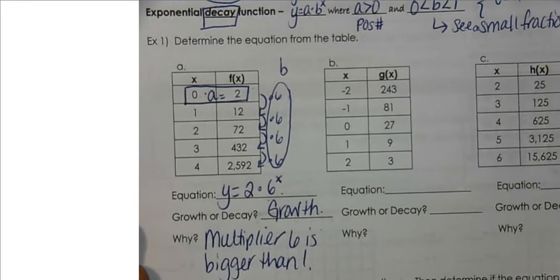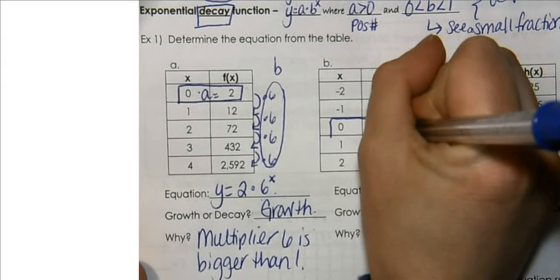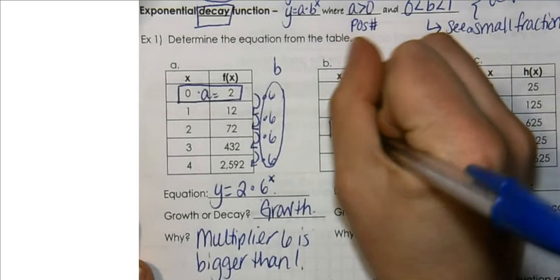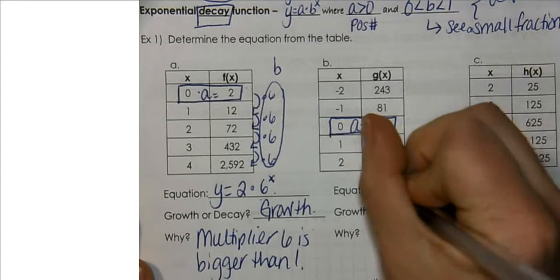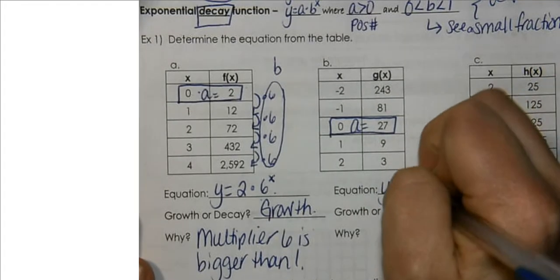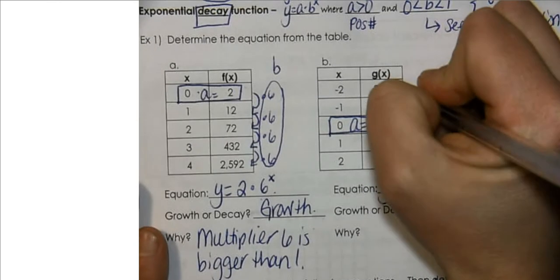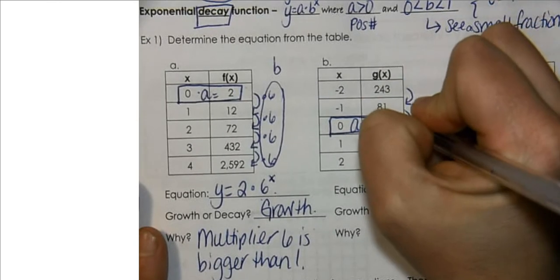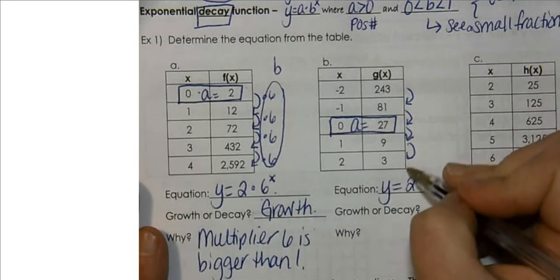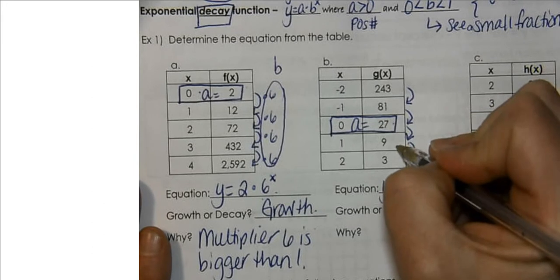Let's go ahead and look at letter B. Letter B is another one of those convenient problems because we can clearly see what our a value is going to be. Our a value is going to be equal to 27, and that's located whenever x is equal to 0. So I have y is equal to 27 times, and now I need to find my b value. So this time around, it looks like my values are progressively getting smaller. And analyzing the area where the numbers are easier to work with, what do I have to do to go from 27 to 9 and 9 to 3?